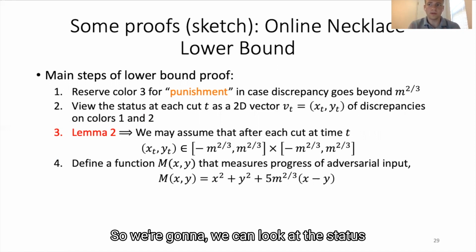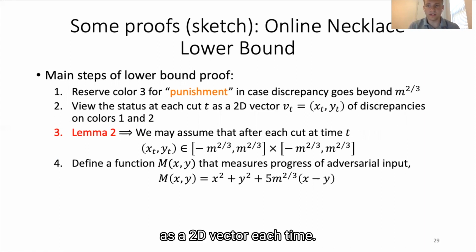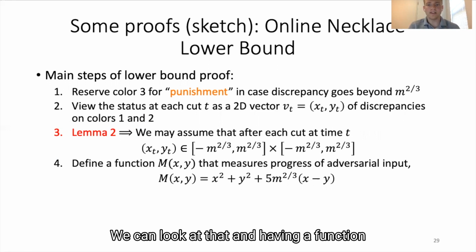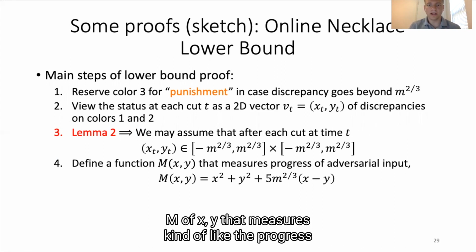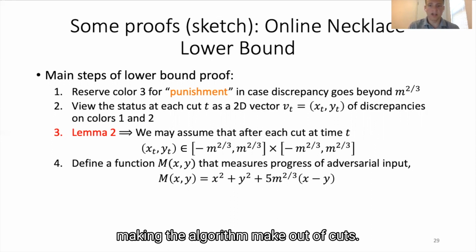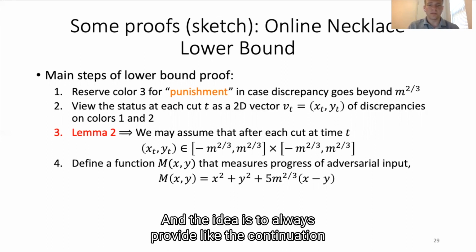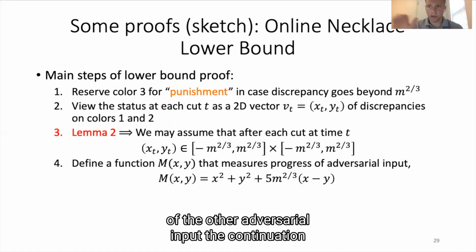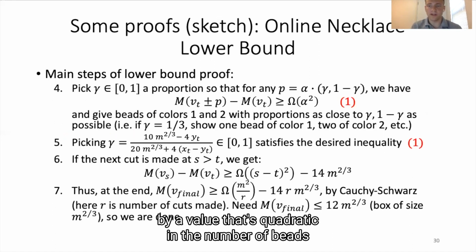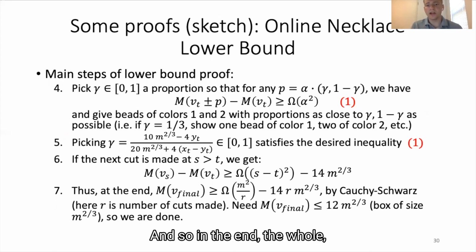So we can look at the status as a 2D vector at each time, and this vector vt is equal to (xt, yt), which are the discrepancies of the first two colors. We can look at that and have a function M of v that measures the progress that our adversarial input makes in making the algorithm make a lot of cuts. And the idea is to always provide a continuation of the adversarial input, the continuation of the necklace, so that this function increases by a value that's quadratic in the number of bits that we've shown.